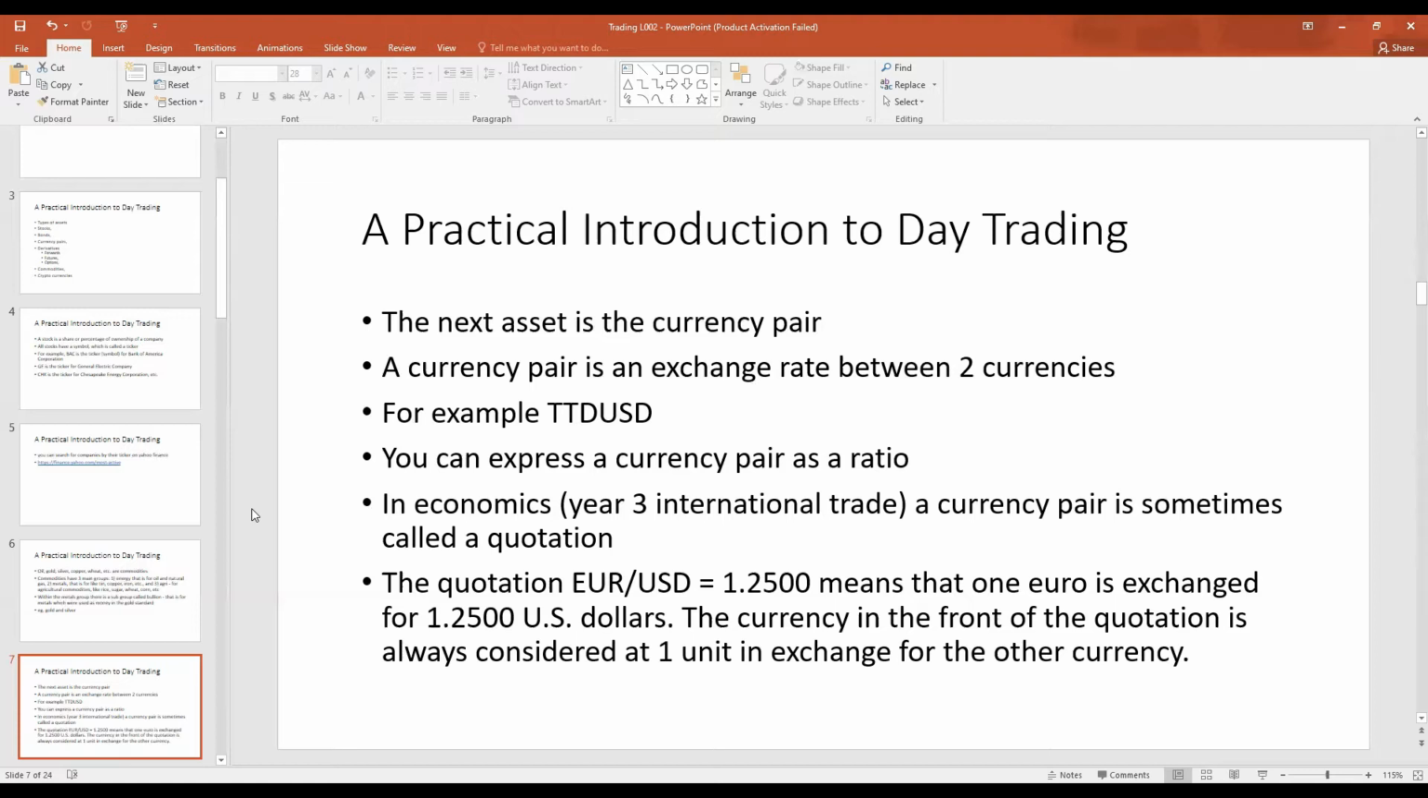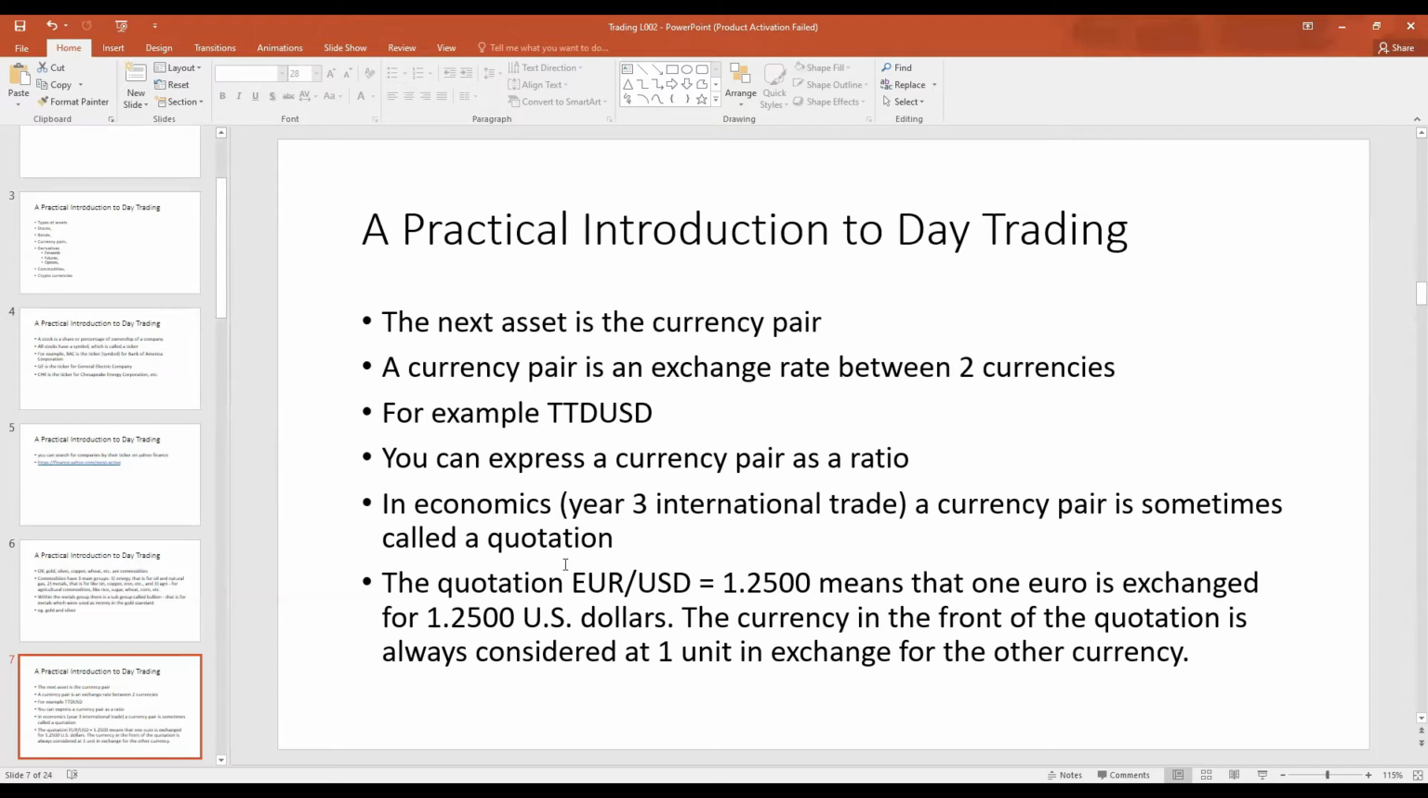An exchange rate can also be expressed as a quotation. For people that pursued a degree in economics, if you did year 3 international trade, you may learn that a currency pair is sometimes called a quotation. We can have here a quotation, the Euro USD equal to 1.25. This means that 1 euro, the currency at the front here, which is referred to as 1, is exchanged for 1.25 US dollars. This means that 1 euro is more than 1 US dollar.